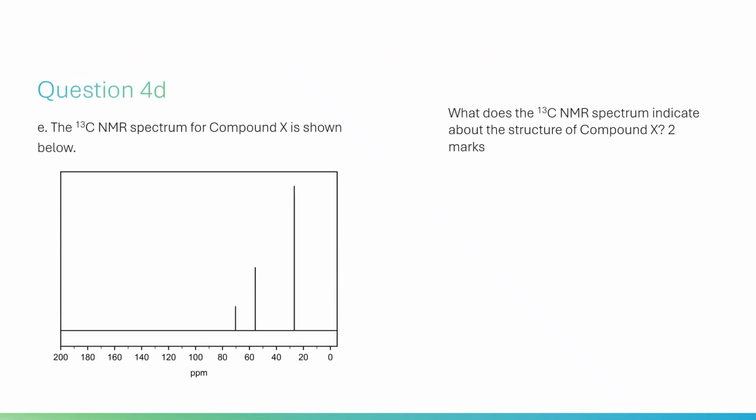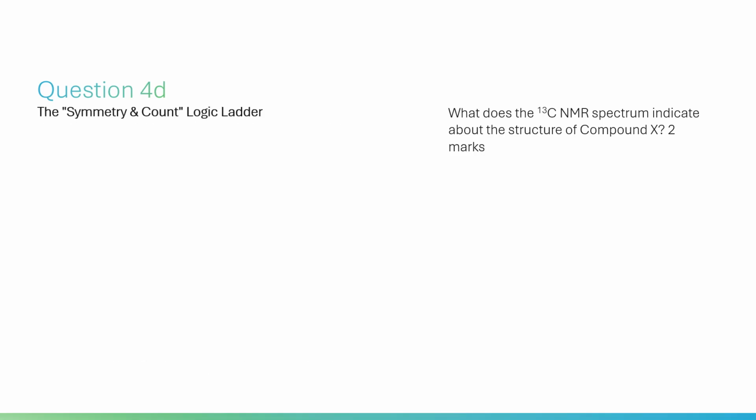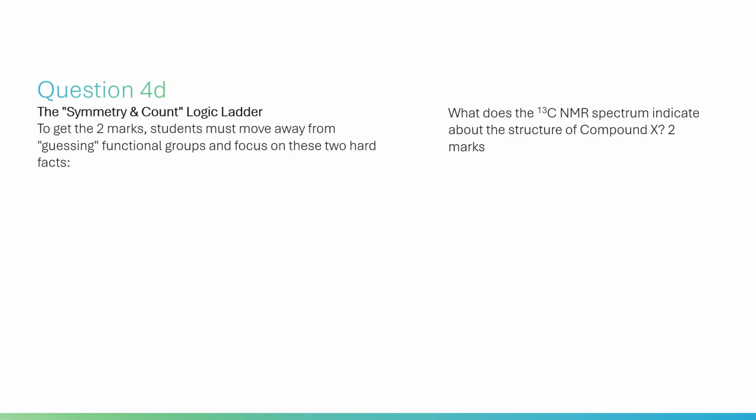Just like the 1H NMR question, students are failing the 13C NMR question. Only 19% got full marks, because they are obsessed with chemical shifts rather than analyzing the symmetry and count of the signals in the spectrum. The symmetry and count logic ladder. To get the 2 marks, students must move away from guessing functional groups and focus on these 2 hard facts.